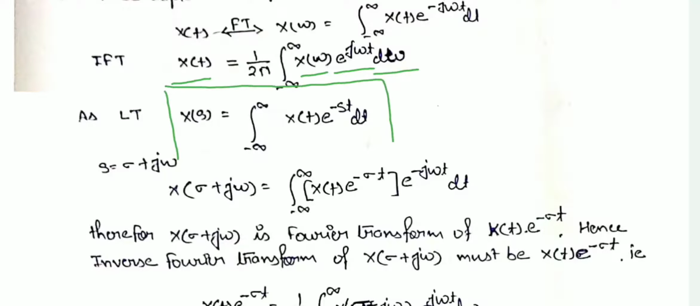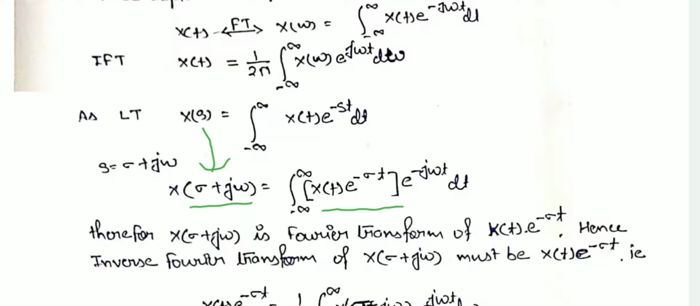And we know that the Laplace transform X(s) is the integral from minus infinity to infinity of x(t) e to the power minus st dt. When we put s equal to sigma plus j omega, we get this point. And we have also discussed that the Laplace transform is nothing but the Fourier transform of x(t) multiplied by e to the power minus sigma t.